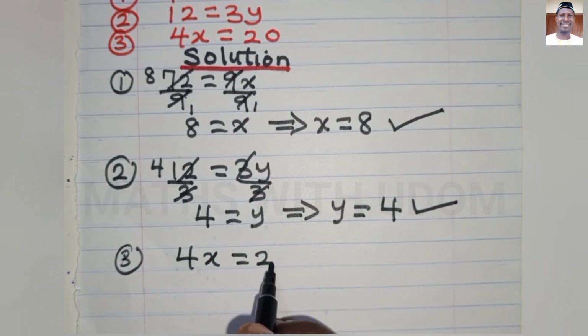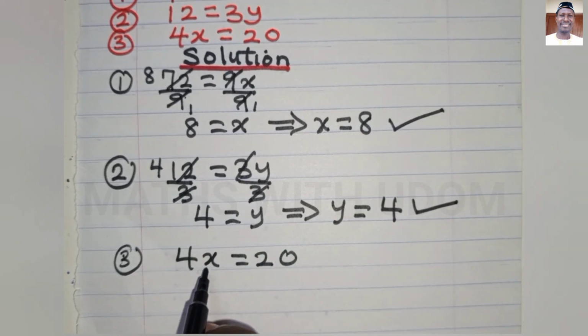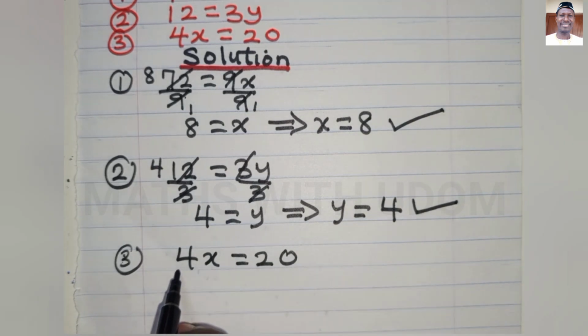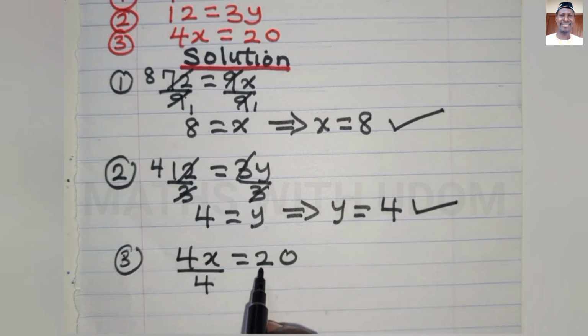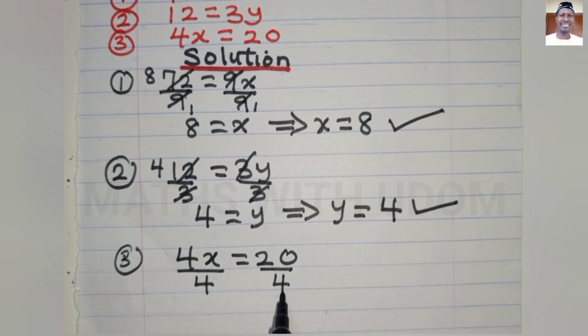is equal to 20. Okay, so we are looking for the value of the variable x. x is the unknown. And how do we get the value of x? We divide both sides of the equation by 4, because 4 is the coefficient. So left-hand side divided by 4, right-hand side divided by 4.